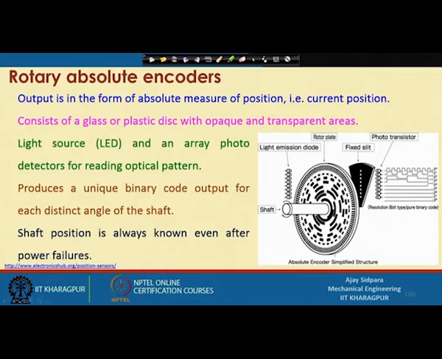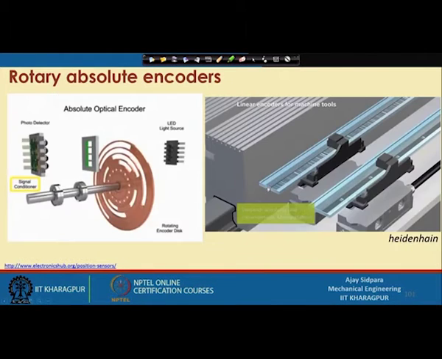So, this was the last slide that we discussed, the absolute encoder. The absolute encoder gives you the exact position of the shaft even if there is a power failure, because everything depends on the binary code that is unique for each and every position. Okay. So, this is how it works. Let us see this particular card.